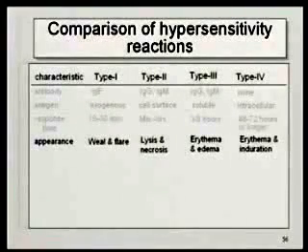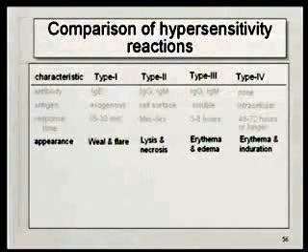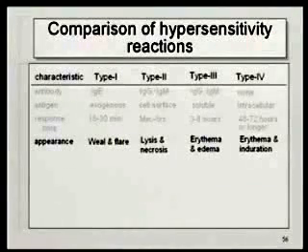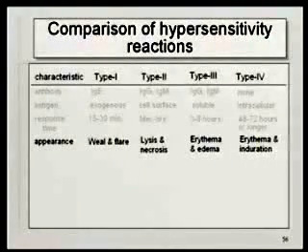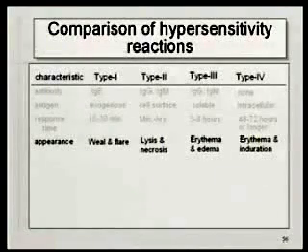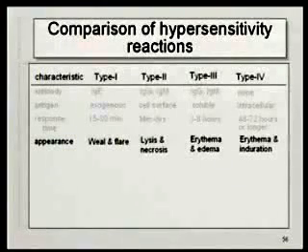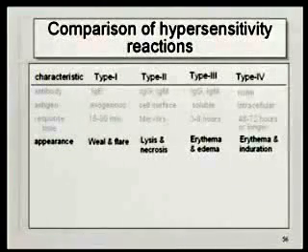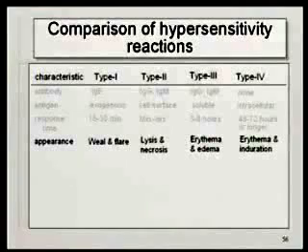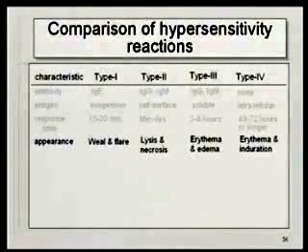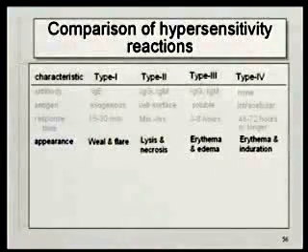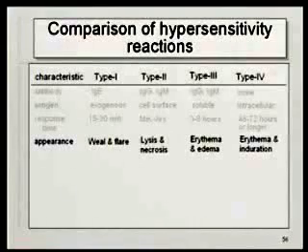Okay. Appearance, wheal and flare. Wheal and flare. Soft thickening, irregular soft thickening, like hives. Most of you have seen that in one place or the other. And then together with some erythematous appearance. Lysis and necrosis is type 2. Erythema and edema, you saw all those, the mechanisms as well as the examples of that. Erythema and edema is type 3. Erythema and induration instead of edema, induration in the case of type 4.